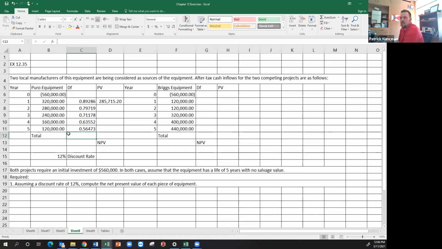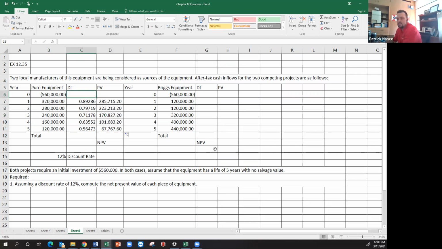And you notice the numbers go down, which makes sense because if something is going to grow at a rate of 12%, or if I'm discounting backwards at a rate of 12%, then it's going to become less and less valuable the longer the time frame is. So now I'm just going to take this number times the discount factor, this number times the discount factor, and so on, to find all the present values using all those discount factors.